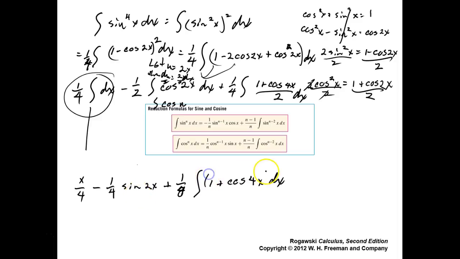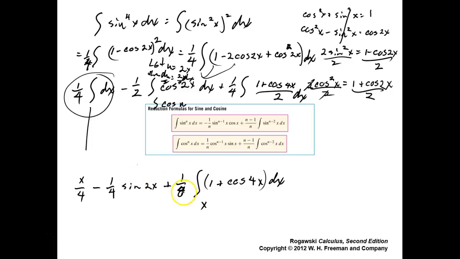Now, you could break this into 2 integrals, or just say that first one is just going to be an x, isn't it? The integral of that, okay? And then the antiderivative of cosine is sine, but then you're going to have over 4 now, so it's going to be a plus sine 4x over 4. That's what the antiderivative of that is.